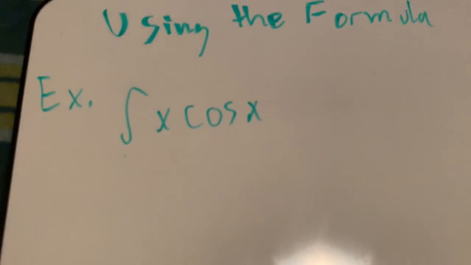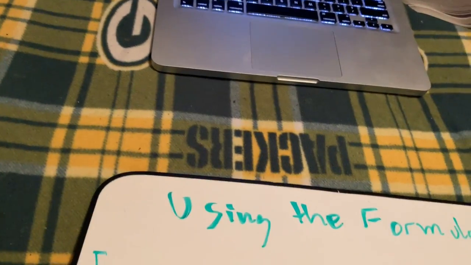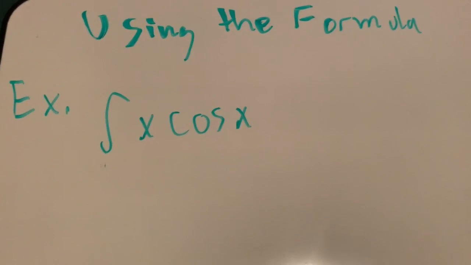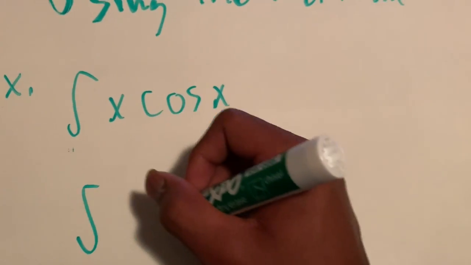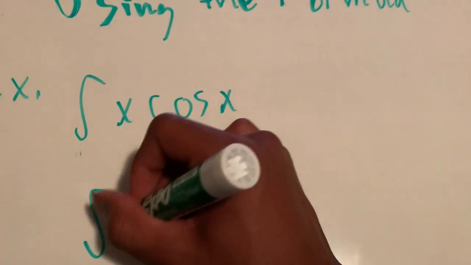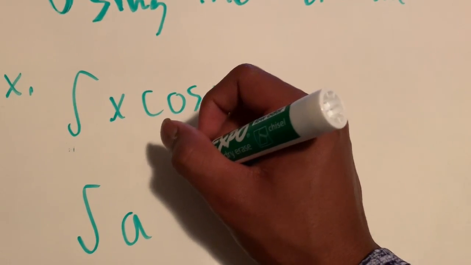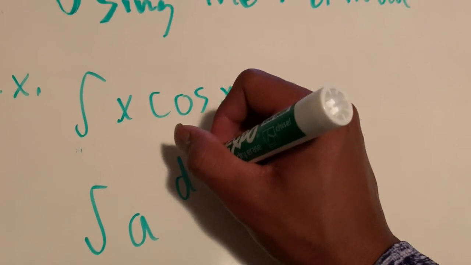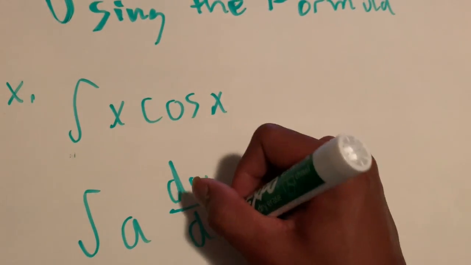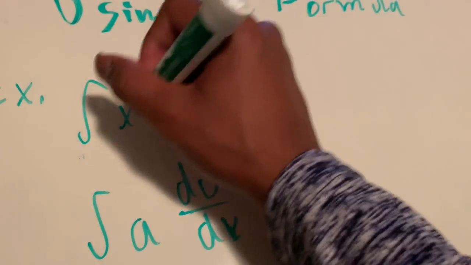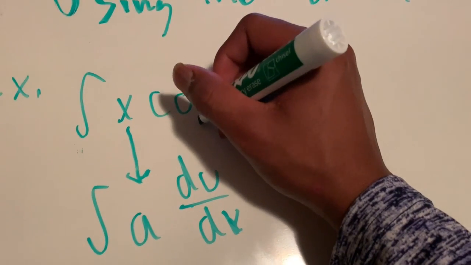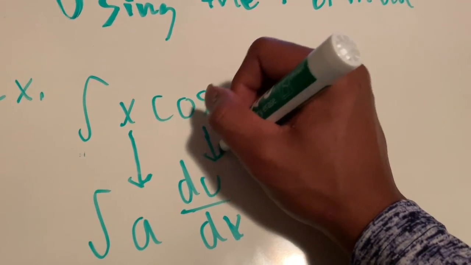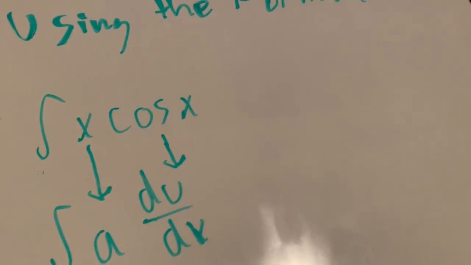So the integral by parts equation is written as something like the integral of a times the derivative of u, so a du dx. And so we're going to define this a as x, and then this cosine of x is going to be du over dx, and from that we're basically going to solve the rest. We're going to fill in the rest of the problem.